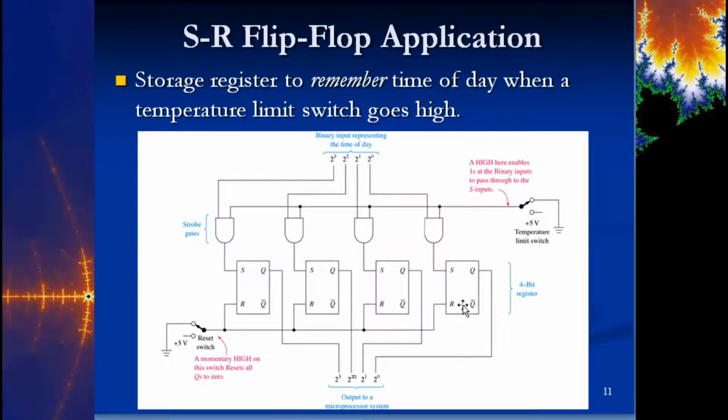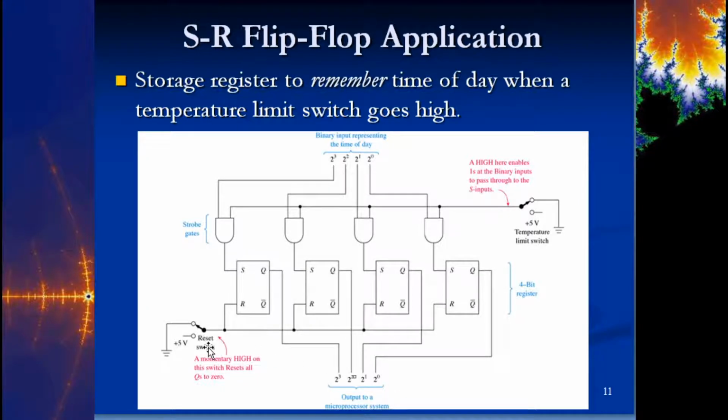So the only thing that's going to happen is it's going to go from a hold state in all 4 registers, or for this register, and then once that temperature limit switch goes high, it's going to pass through that time of day, and it's going to set whichever ones of these need to be set. So if it's 1, 0, 1, 1, then this Q will be set high, this one will stay low, this one will set high, this one will set high. And then we send that off to a microprocessor, and then we data log that time of day that this happened, okay?